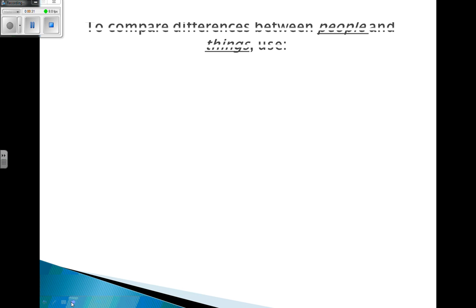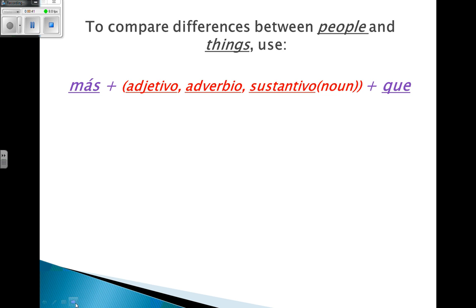Ok, primero, we use unequal comparisons to compare differences between people and between things. In order to do so, we're going to use the word más plus an adjective, an adverb, or a noun, and then the word que.